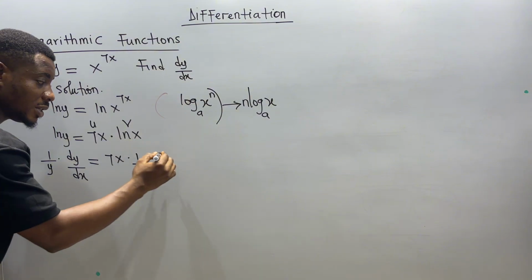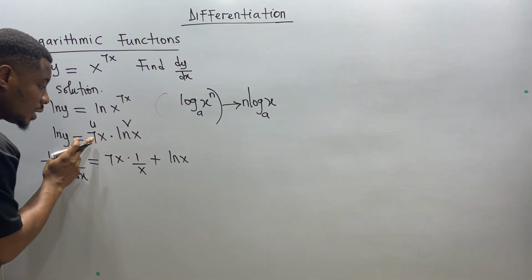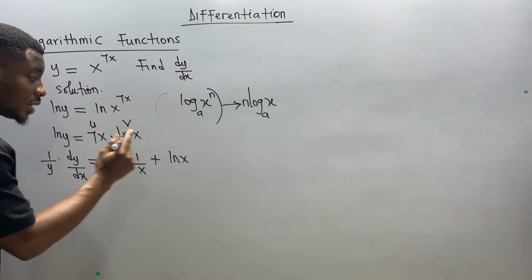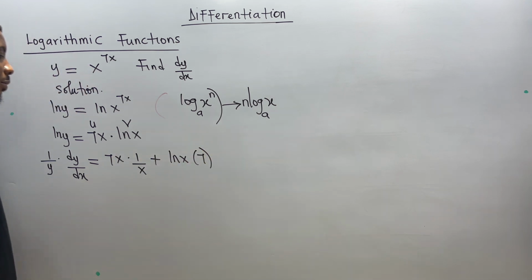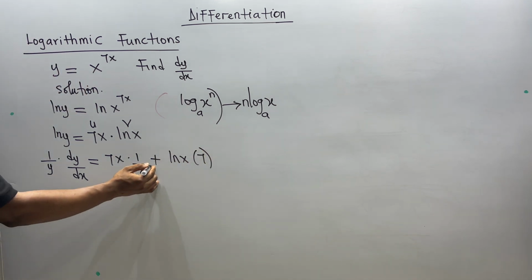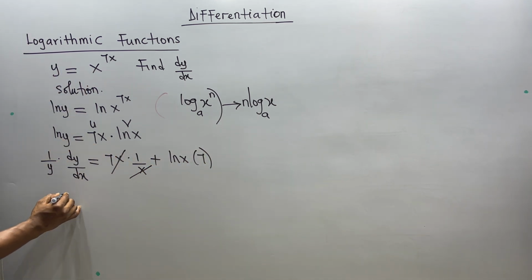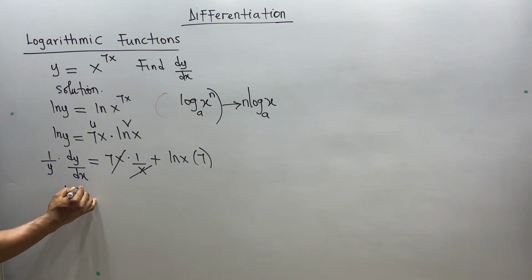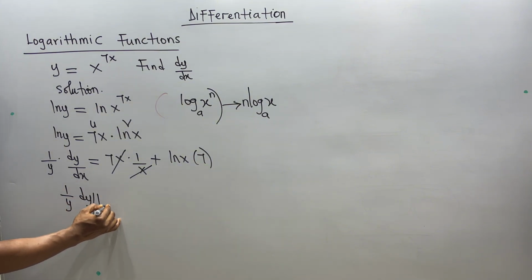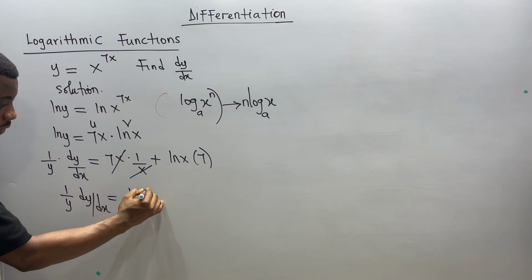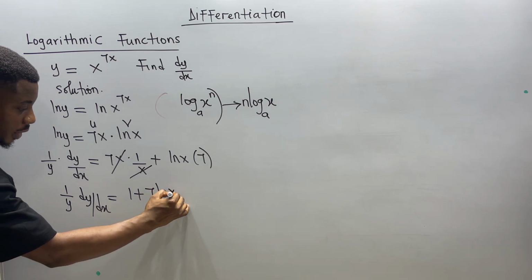So what's my v? My v is ln x. du over dx means if I differentiate 7x, you're going to get 7. All right. Now, x can cancel out x here. We're now left with 1 over y dy over dx is equal to 1 plus 7 ln x.